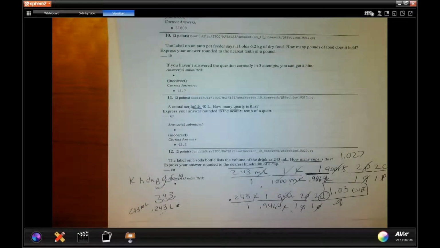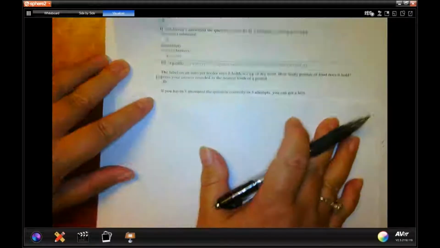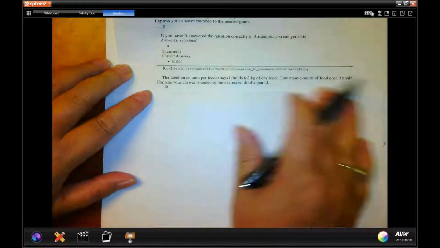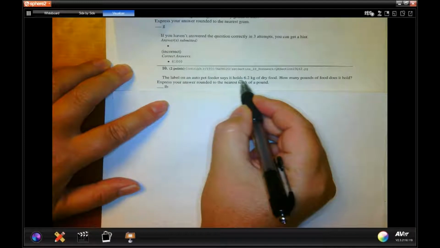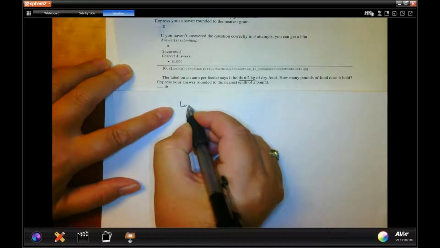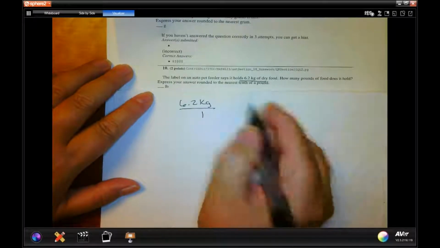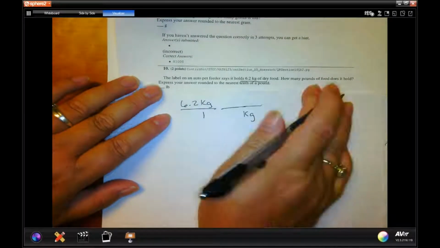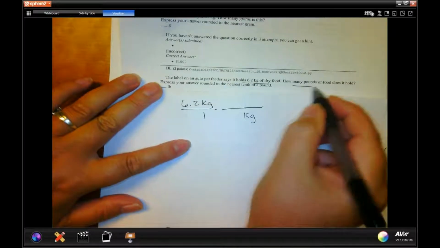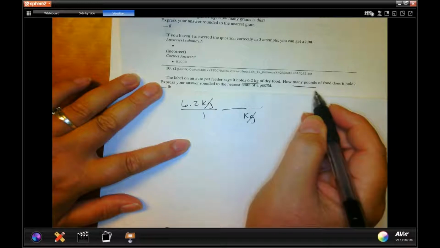Trying another one. One more easy one. 6.2 kilograms. It's not per anything, so it's just over 1. Put your units, no numbers. Think about what has to cancel. Kilograms has to cancel, and we're going to pounds.